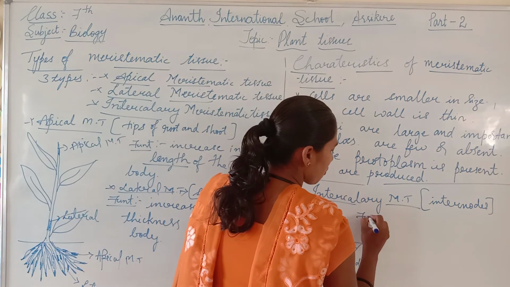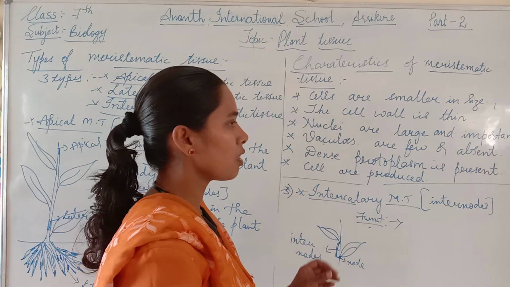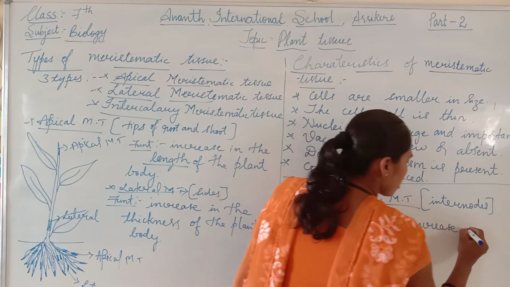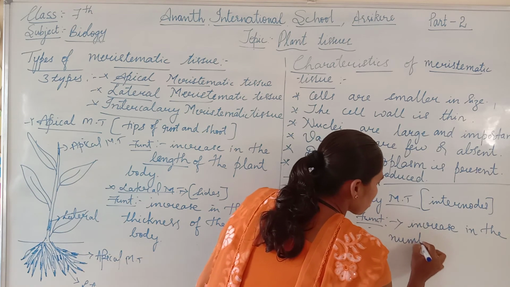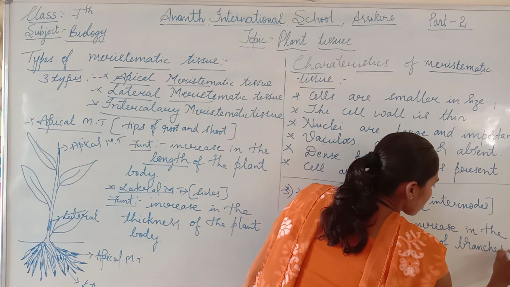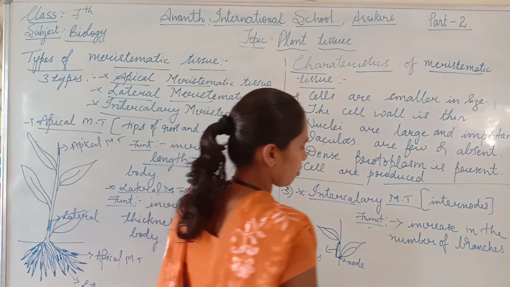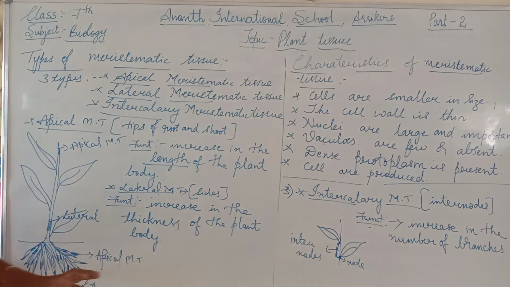The function of intercalary meristematic tissue is increase in the number of branches. So this will be the function of the intercalary meristematic tissue. Increase means one branch, you can see number of branches will be present in the plant. So this will take place with the help of this intercalary meristematic tissue.